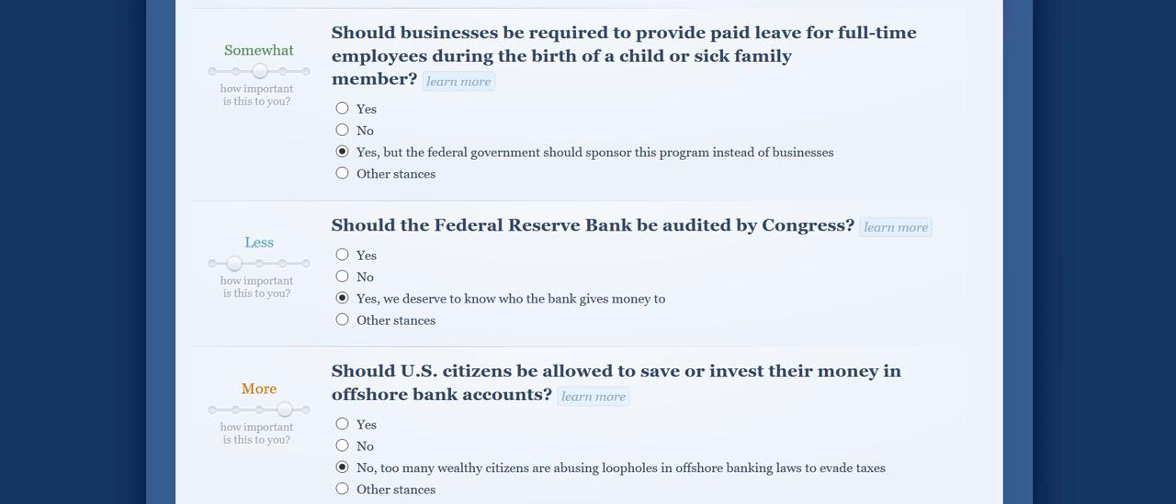Should the Federal Reserve Bank be audited by Congress? I put yes, we deserve to know who the bank gives money to, but everybody should know that it's a little more complicated than it appears. If you're giving control over to Congress, it gets squirrely, because there are a lot of idiots in Congress who don't know anything about monetary policy or economics, and you don't want Congress controlling fiscal policy.